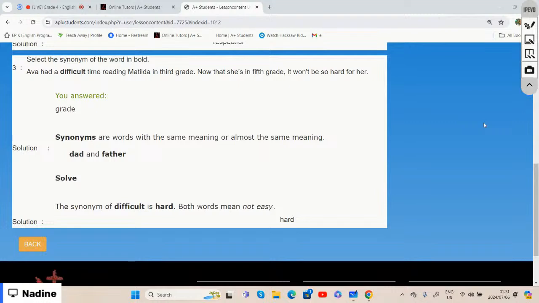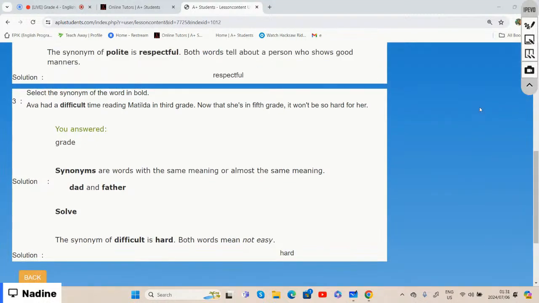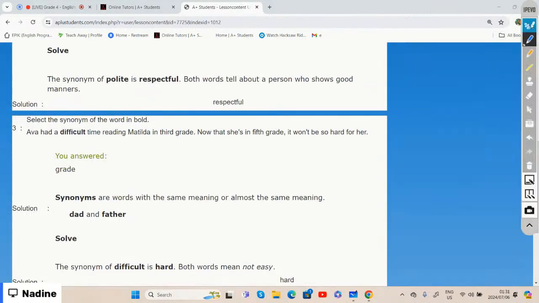All right, look at another word. Difficult. We need to find the synonym of difficult, the word that is similar or almost the same in meaning as difficult. It says Ava had a difficult time reading Matilda in third grade. Now that she's in fifth grade, it won't be so hard for her.